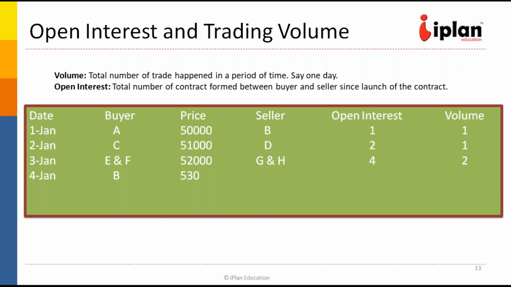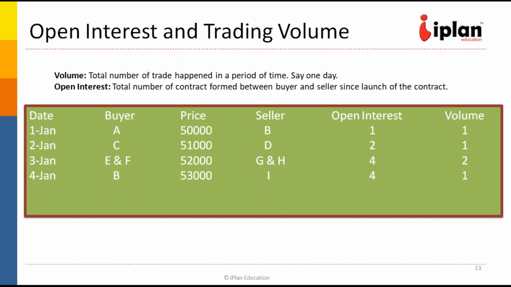On 4th January, we have buyer B. Now, if you notice, B was previously a seller. Now he is buying. So basically he is closing his contract by offsetting. He sold before, and now he is buying. So it's an offsetting contract. So his position is booked.